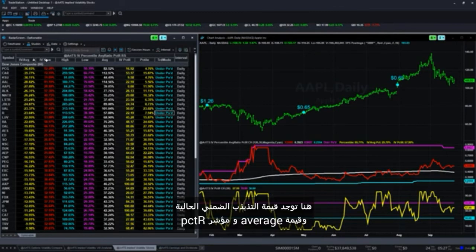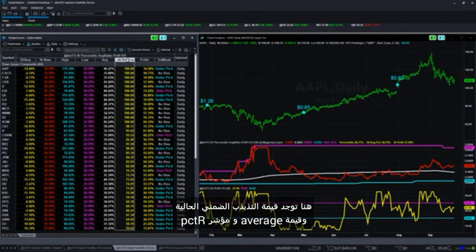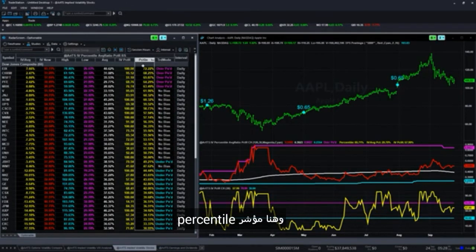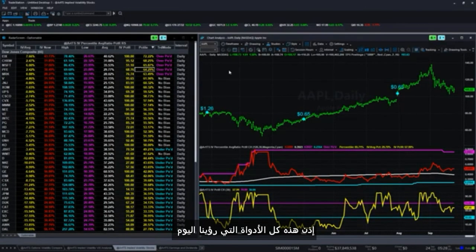So there's the implied volatility now, the high, low, the average, there's the percent R, and there's the percentile. I can sort on any of those values. And those are the custom tools that I'm providing here.